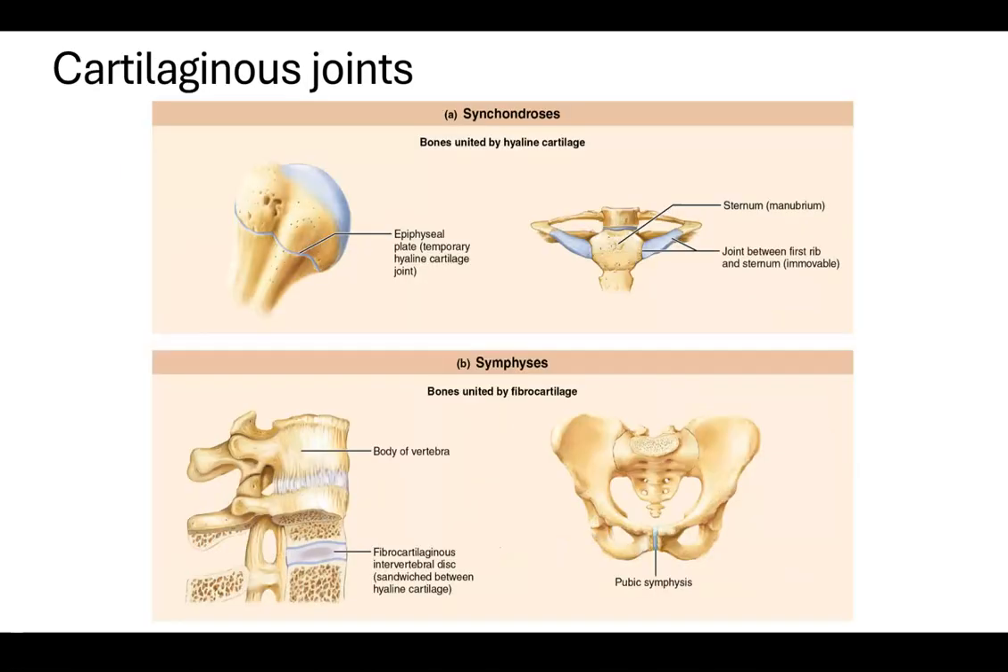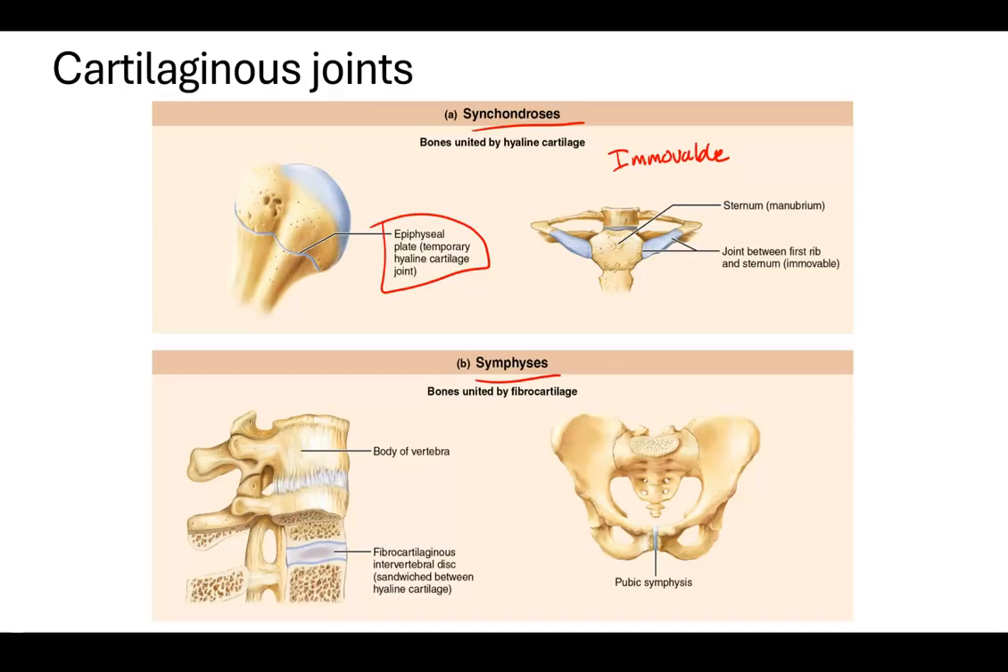Okay, second one is cartilaginous joints. We have two here. We have synchondroses over here, and then we have symphyses here. So the synchondroses over here on top are also completely immovable. An example of this would be a growth plate, the epiphyseal plate in a bone.